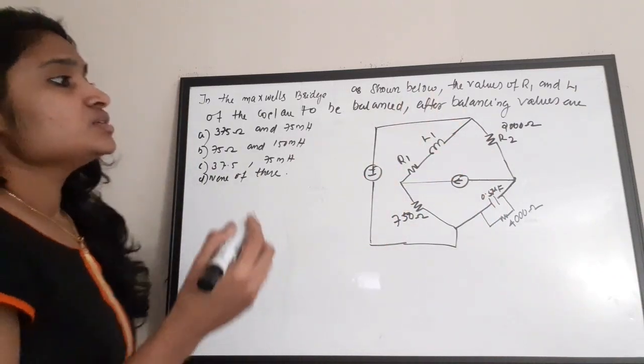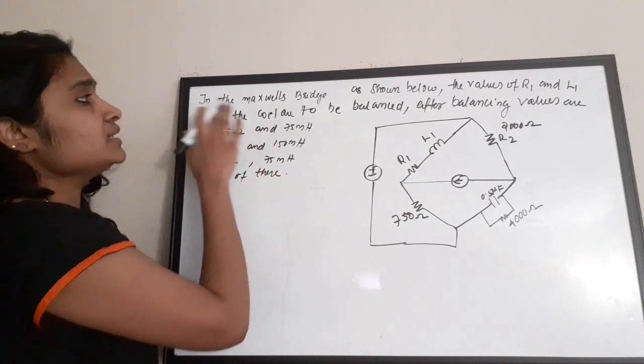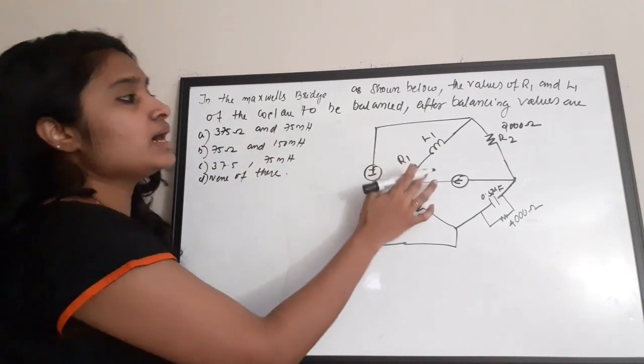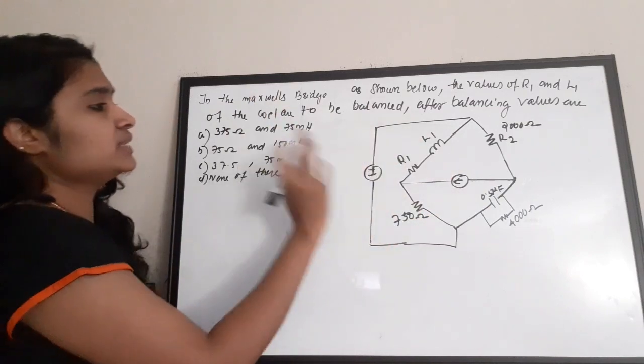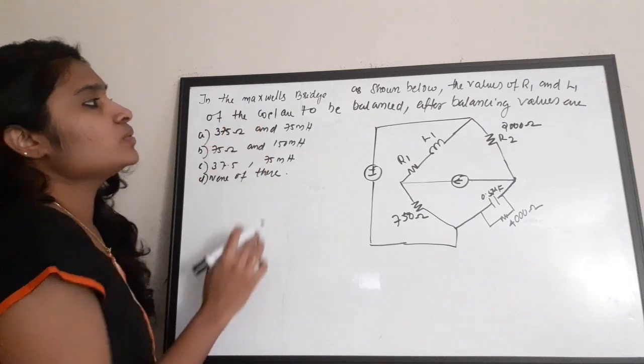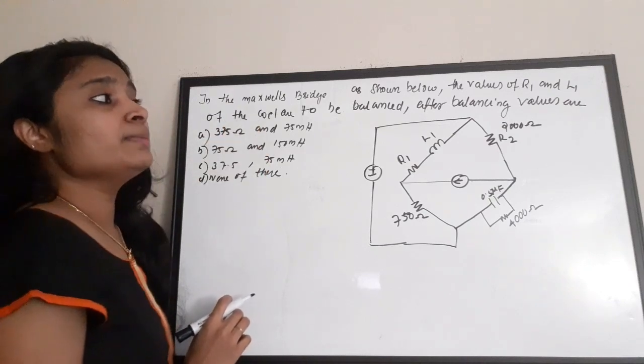So here the question is, in the Maxwell's bridge as shown below, the values of R1 and L1, that is R1 is the resistance, L1 is the inductance of the coil, are to be balanced.